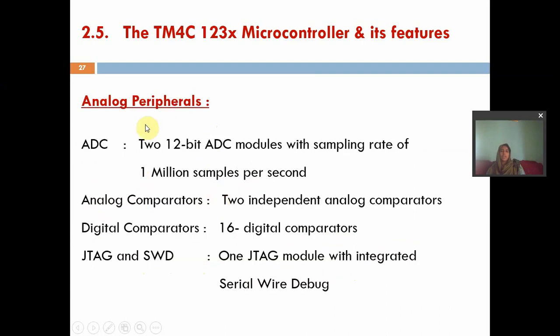Next are analog peripherals. Analog to digital converter or digital to analog converter. We have mainly two blocks, ADC, 2 12-bit analog to digital modules with a sampling rate of 1 million samples per second. Analog comparators, 2 independent analog comparators, and digital comparators, 16 digital comparators. JTAG, 1 JTAG module with integrated serial wire debug.